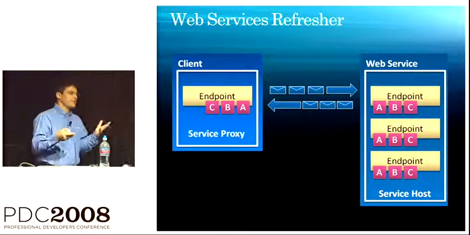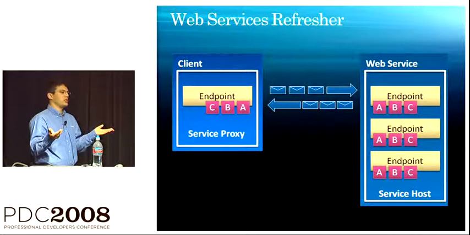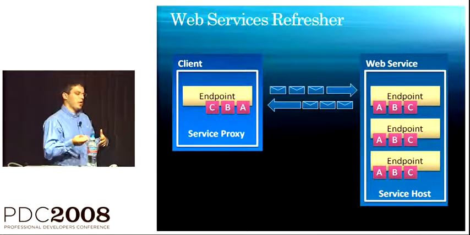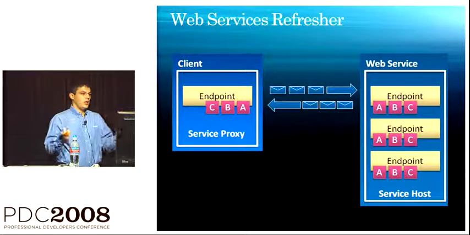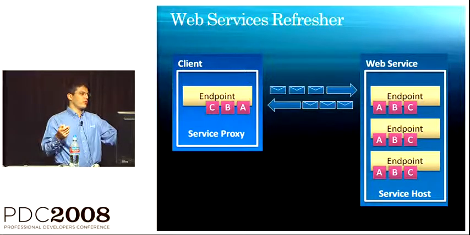On the client, there is usually a proxy, a stub, a service proxy. In the world of WCF, we actually use the same name. It does the same thing. It makes sure that messages are correctly formatted before they're sent, and everything like that.